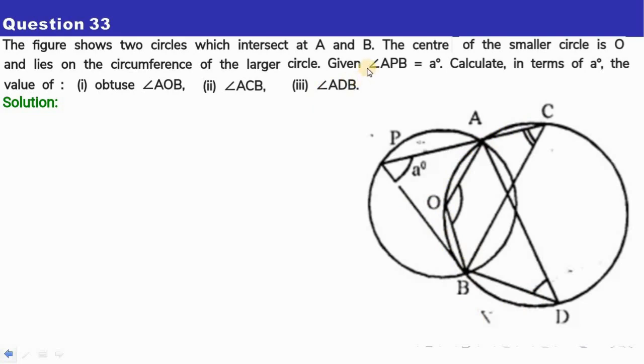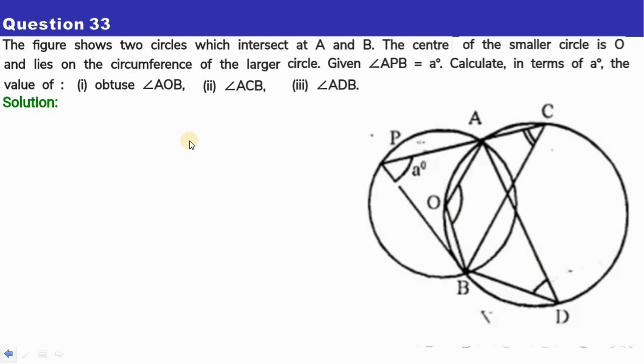Okay, now it is given that angle APB is a degree. So you need to calculate, in terms of a degree, the value of obtuse AOB. So where is AOB? AOB is this angle. All right, so we need to calculate the value of this angle. Next is ACB. So ACB means this angle. And next is ADB. So ADB means this angle. So basically we need to calculate this and this. All right, now let us begin.